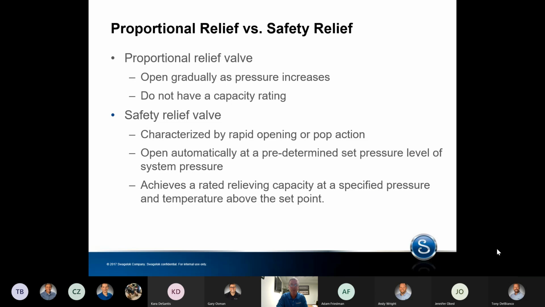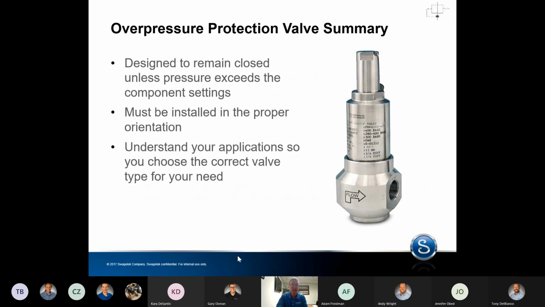A safety relief valve opens rapidly when the system pressure reaches the set pressure, and they close when the system pressure falls below the set pressure. They're similar in appearance to a proportional relief valve, but they open quicker and they have a higher relieving capacity. In summary, overpressure protection valves are designed to remain closed unless the pressure exceeds a component setting. They have to be installed in the proper orientation, and you need to understand your application so you choose the right valve for your need.